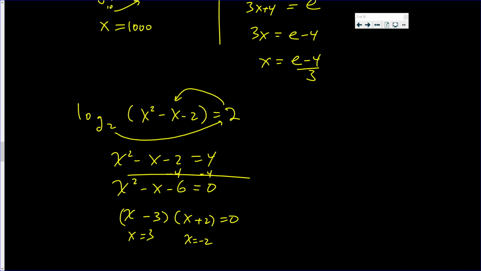You should make sure that these answers make the argument positive. 3 squared is 9, take away 3 is 6, take away 2 more is 4, which is positive. Negative 2: negative 2 squared is 4, minus the negative 2 is 6, minus 2 more is back to 4, which is positive. So those two answers stay.